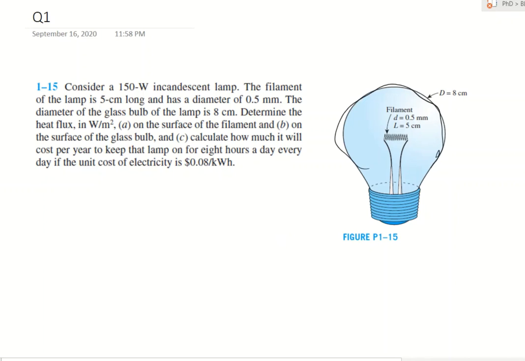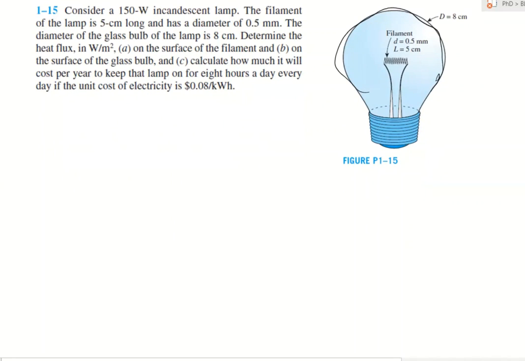We want to determine the heat flux on the surface of the filament and on the surface of the light bulb, and then we want to calculate how much energy per day. The two important pieces of theory here: the first one is defining what we're talking about. So typically we'll write heat like this. This we call heat transfer.